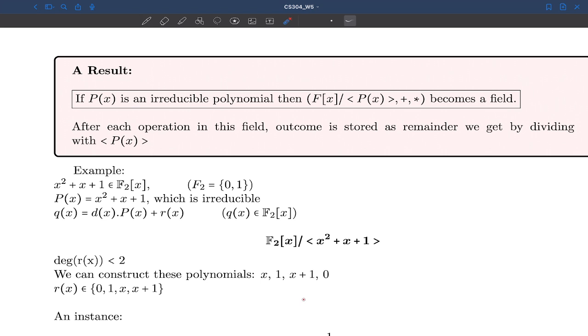So any other polynomial that we can think of? No, we can't think of. These are the only 4 polynomials that we can think of in F2[x]. Don't say that 5x plus 1 is also a polynomial that has degree 1.